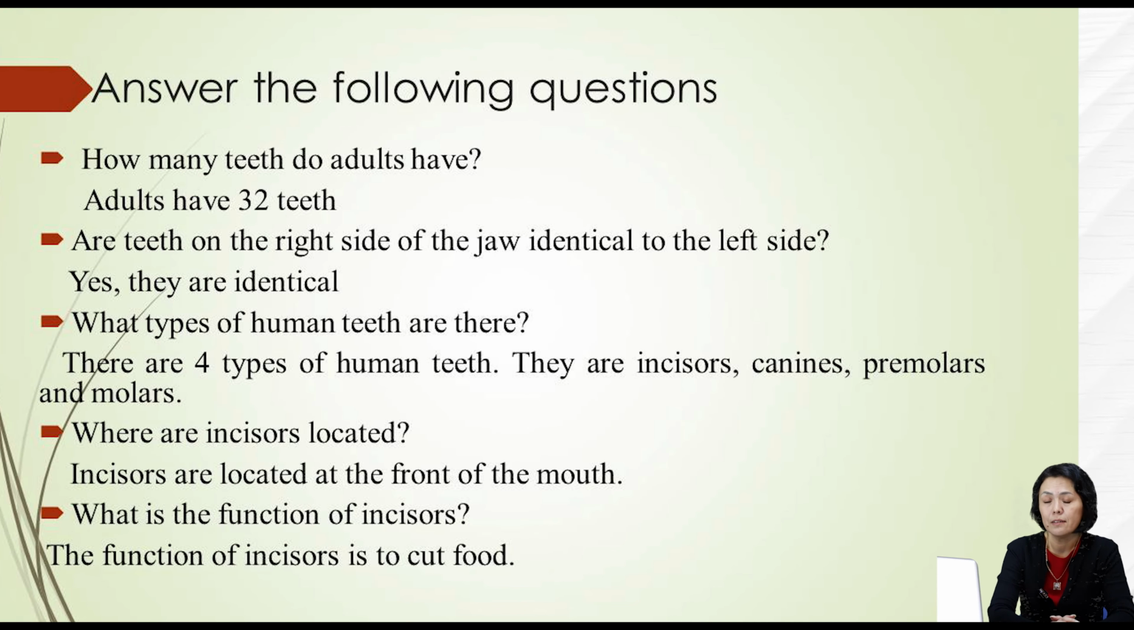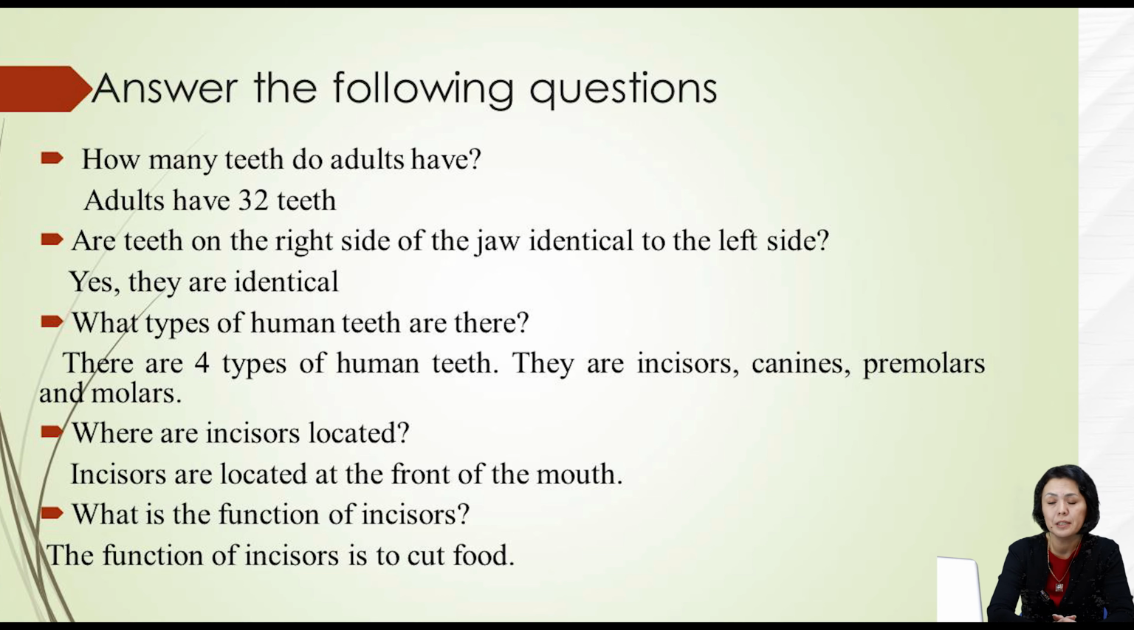Now, students, let's try to answer the following questions. The first question is, how many teeth do adults have? Adults have 32 teeth. Are teeth on the right side of the jaw identical to the left side? Yes, they are identical.